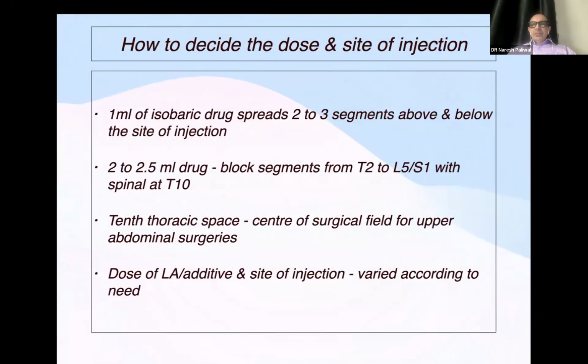How to decide about the dose and the site of injection? In general, 1 ml of the isobaric drug spreads 2 to 3 segments above and below the site of injection. What that means is 2 to 2.5 ml of the drug can block segments from T2 to L5-S1 when spinal is given at around T10, the 10th thoracic space lying in the center of the surgical field for upper abdominal surgeries. Dose of local anesthetic, additive, and the site of injection can be varied according to need.